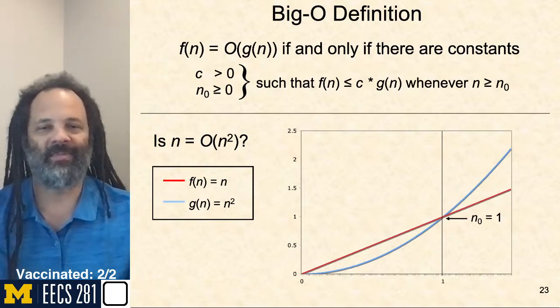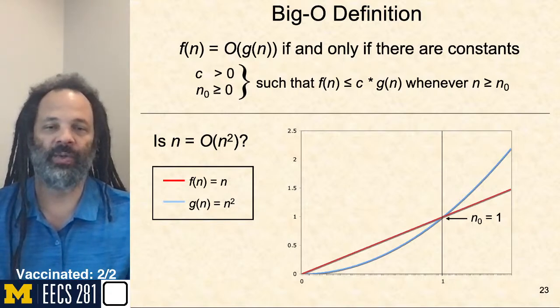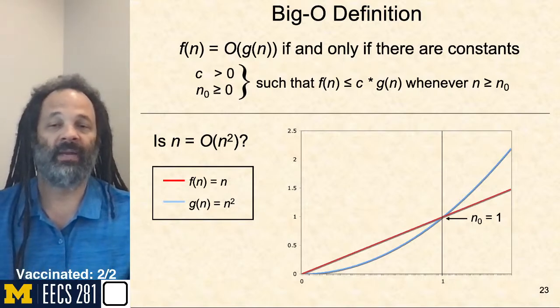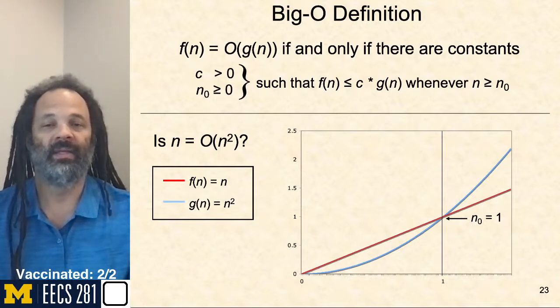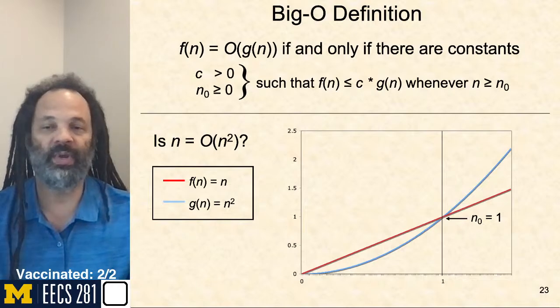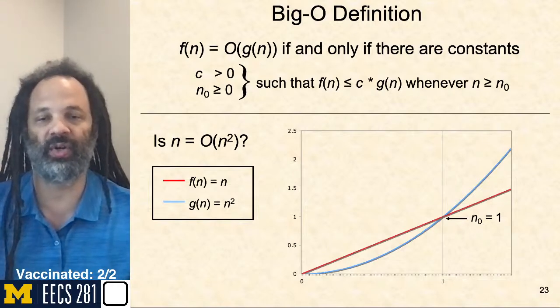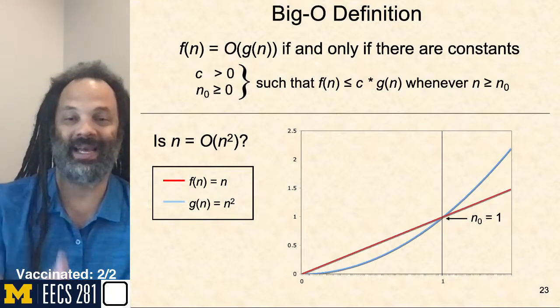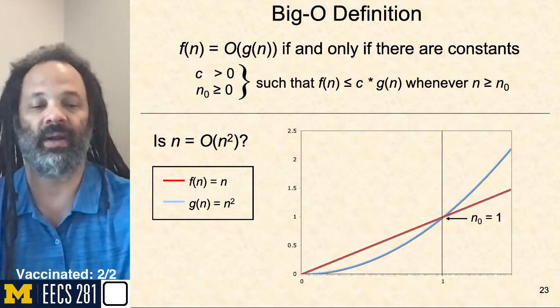We can look at it mathematically, and we see that it doesn't matter what c I choose with this particular pair, because once I get past the place where they cross, I could be multiplying that n squared by 2 or 3 or 50 or 10,000. It would still always be larger than n, which is why I can say, yes, definitely, n is big O of n squared.